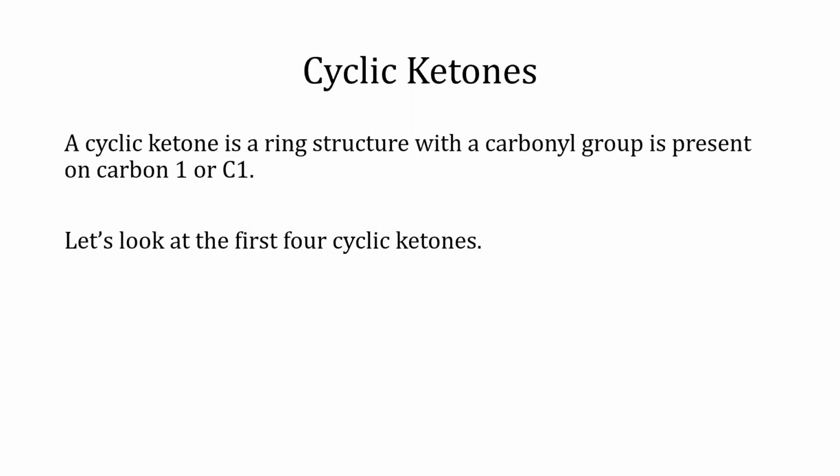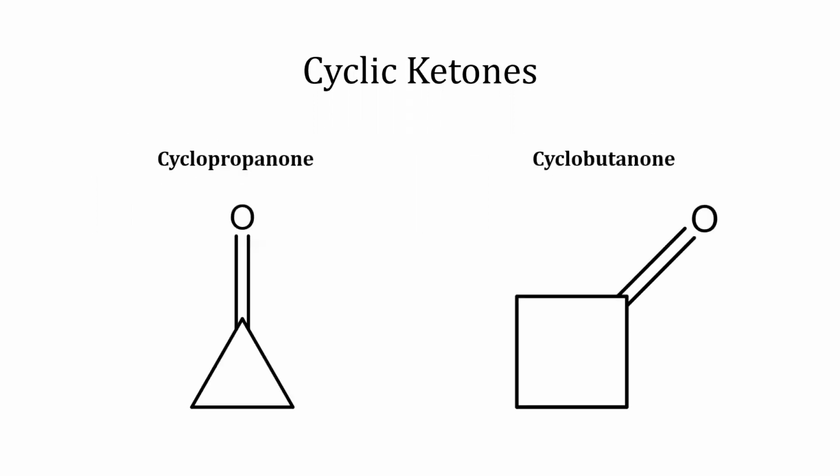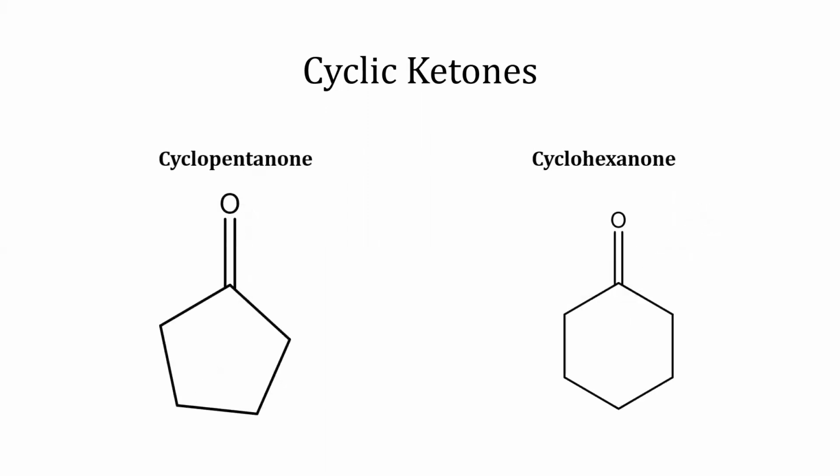A cyclic ketone is a ring structure with a carbonyl group present on carbon 1, or C1. Let's look at the first 4 cyclic ketones. Here on the left is cyclopropanone, and on the right is cyclobutanone. Here on the left is cyclopentanone, and on the right is cyclohexanone.